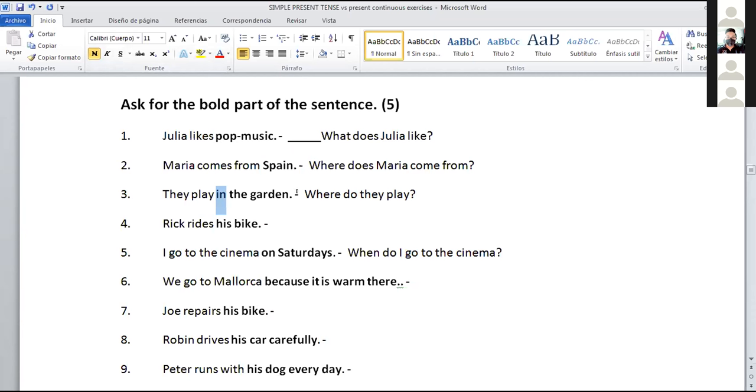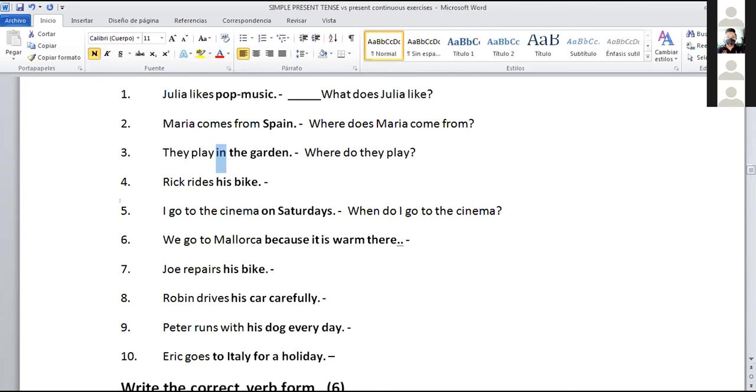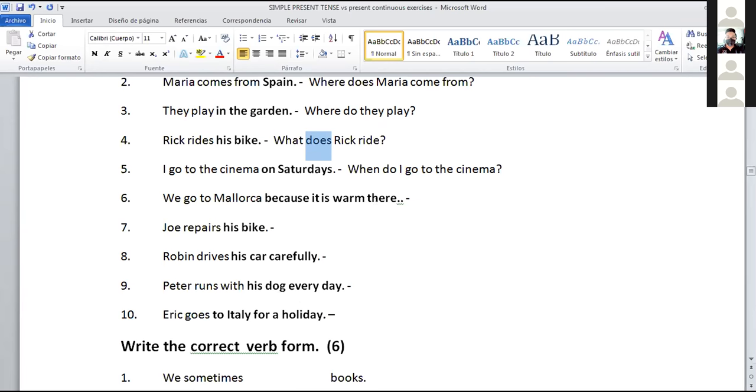Where do they play? In the garden. Okay, very good. Yes. What is number four? I want the answer to be his bike. What does Rick ride? Right. Okay, and look at the verb. No more S because I am using the inflection of the auxiliary verb. What does Rick ride? Rick rides his bike.